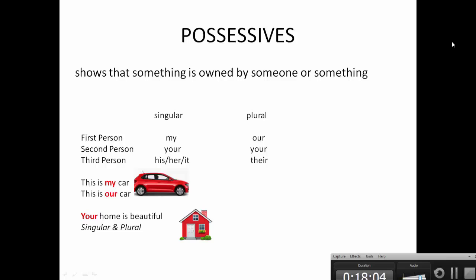Our examples are, this is my car. This is our car. Your home is beautiful. This could be singular and plural. It would still be your.